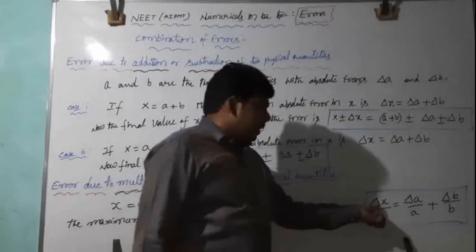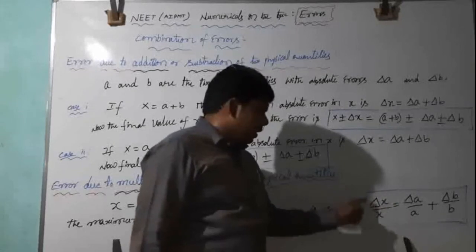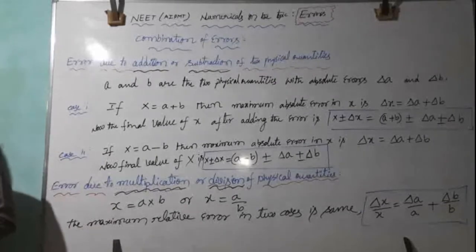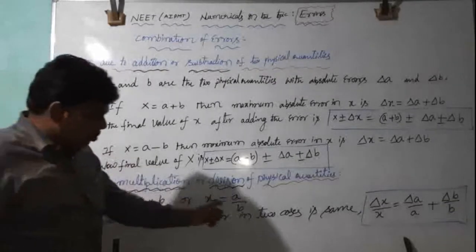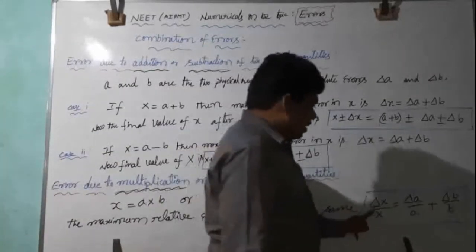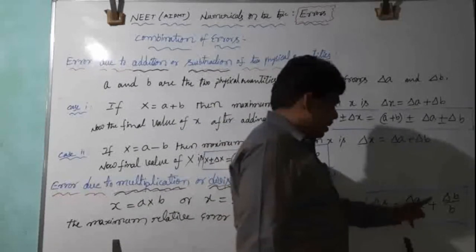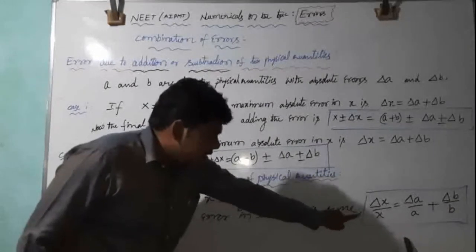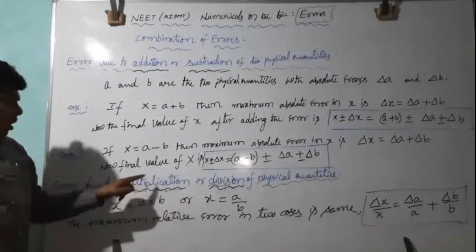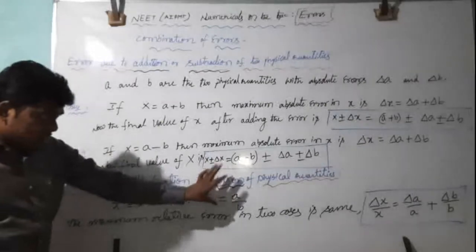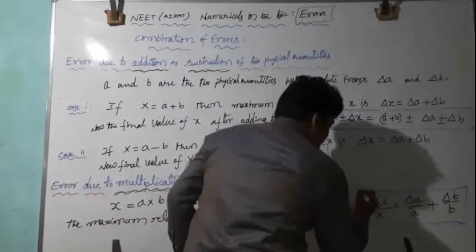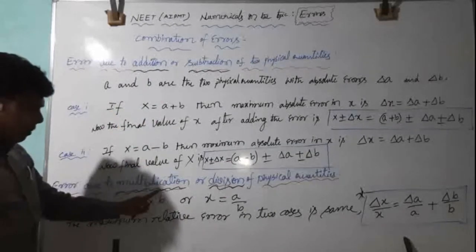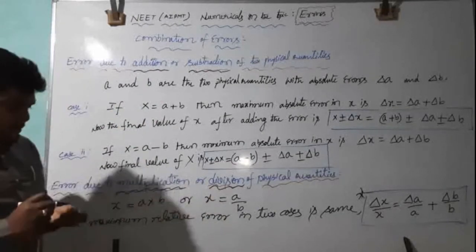This is the maximum possible relative error in the x, where x is equals to a into b or x is equals to a by b. That is given by delta x by x is equals to delta a by a plus delta b by b. This is the maximum possible relative error in the multiplication or division. You have to use this formula. For addition, subtraction, use the earlier one. For multiplication or division, we have to use this formula.